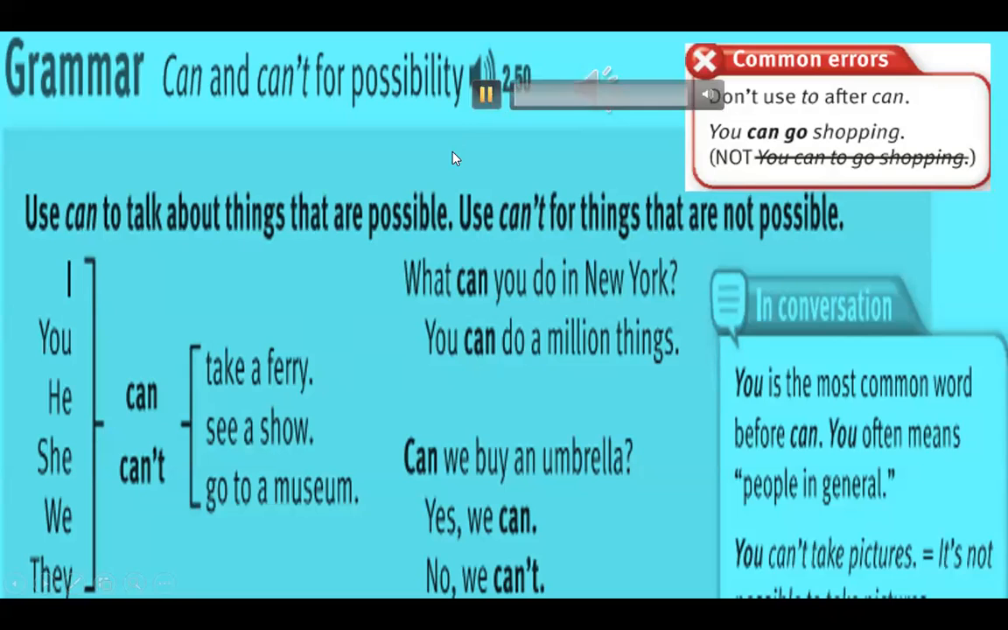Page 87, 2, grammar, can and can't for possibility. Use can to talk about things that are possible. Use can't for things that are not possible. I can take a ferry. You can't take a ferry. He can see a show. She can't see a show. Okay, Edith, I need you to repeat after, listen and repeat, okay?